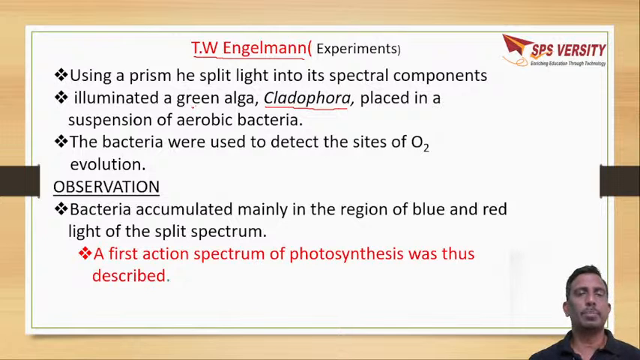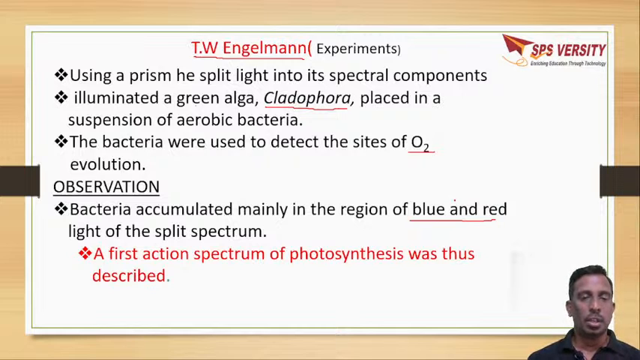So what is the purpose of keeping this bacteria? The bacteria will be present where the sites of oxygen are evolved. So he has taken a green algae kept in suspension of aerobic bacteria, and he has used a prism which will split the light into spectral components, that means different colors, VIBGYOR. What he has observed is bacteria accumulated in the region of blue and red light of the spectrum, that is visible light.